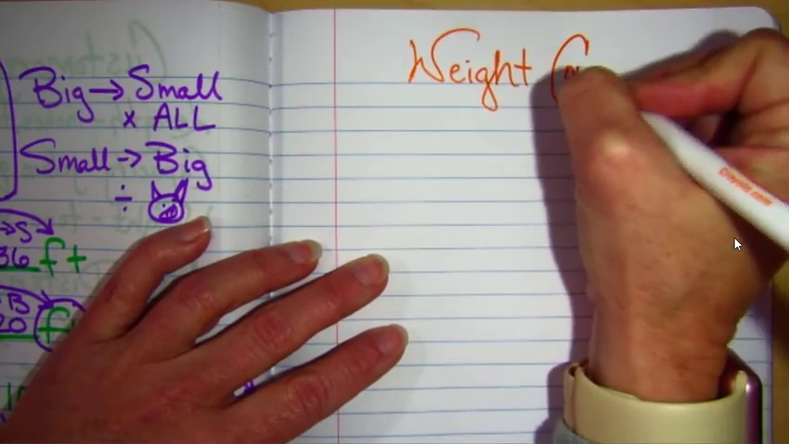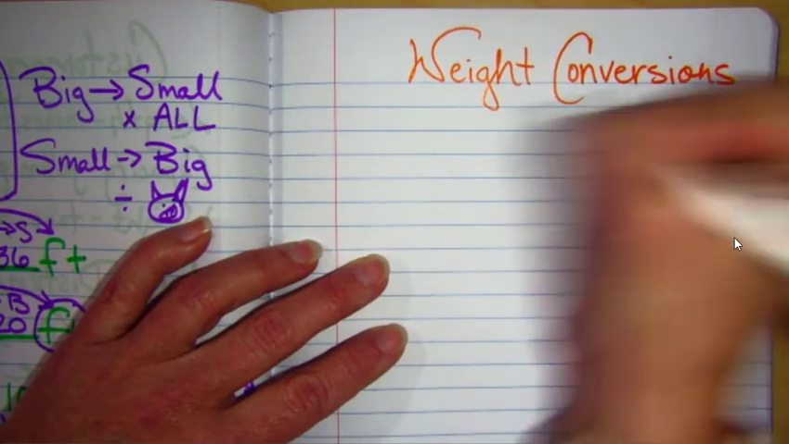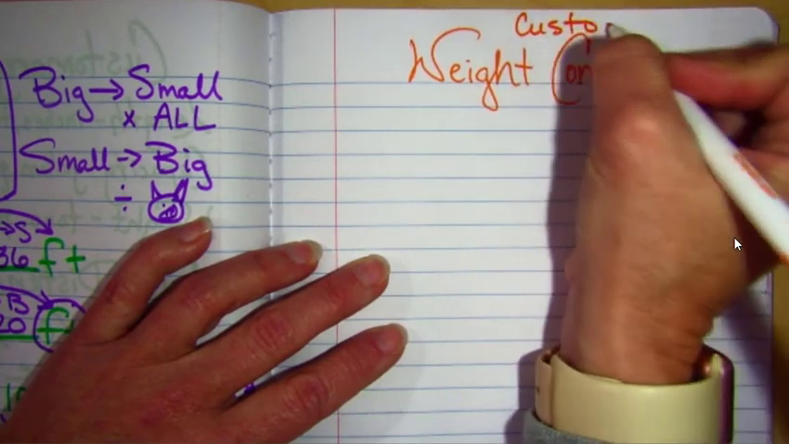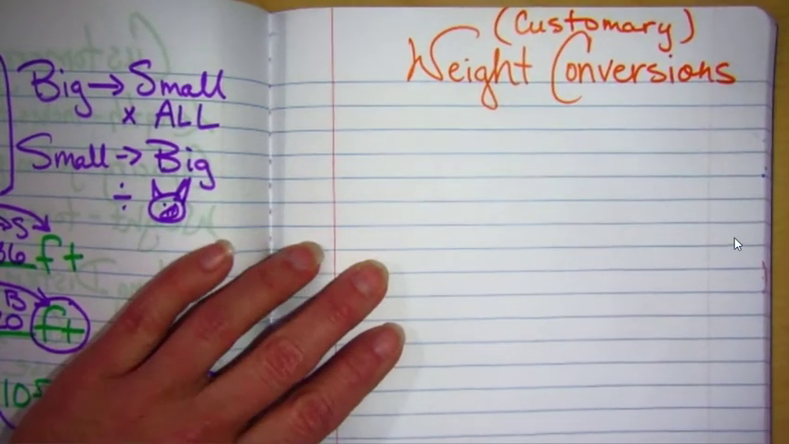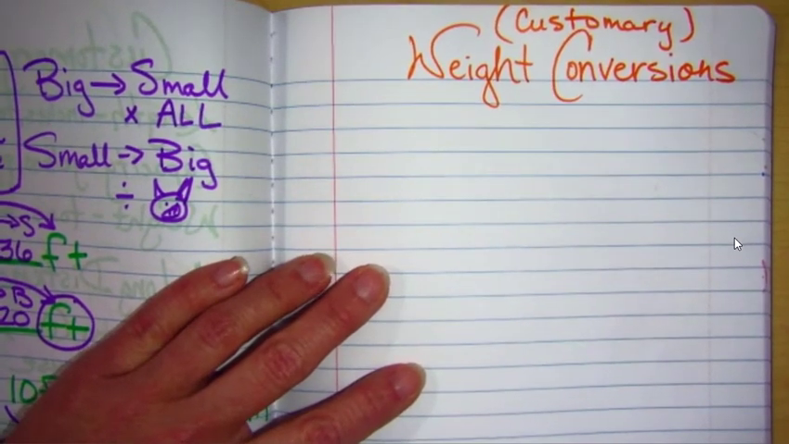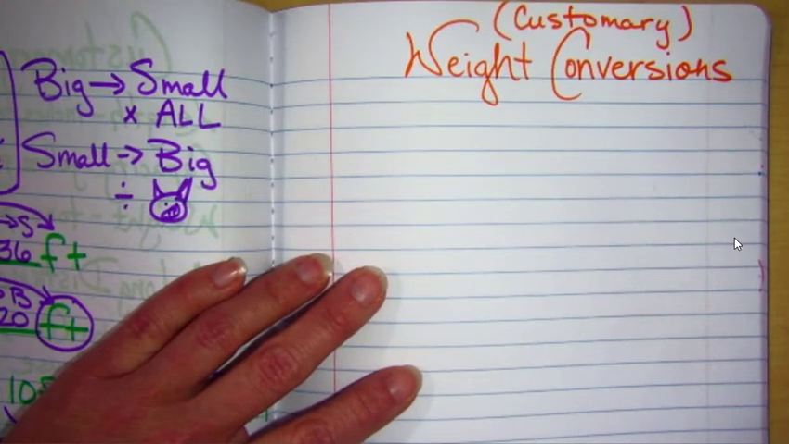So for weight conversions, would we ever use customary weight for something we're doing in the science lab? Who thinks yes? Who thinks no? Does somebody know why we don't? The answer is no. Wolfie? Because we don't use Fahrenheit. Okay, you're on the right path. Hudson? Metric. We do metric for science.